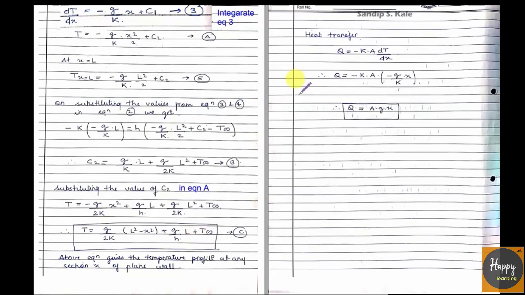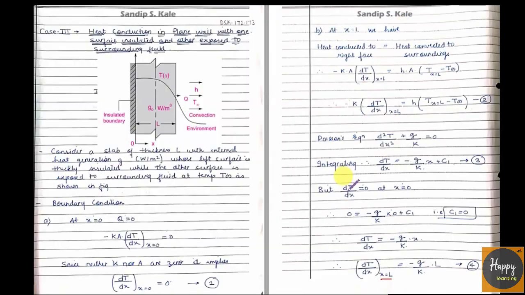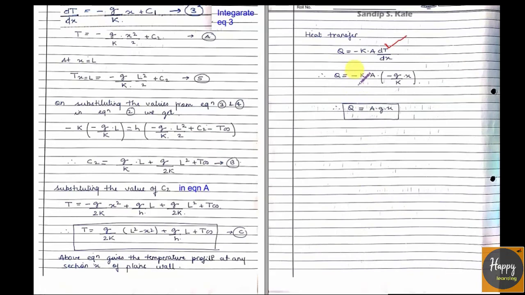Now if you want to find out the heat transfer, how will you find it? Q is equal to minus k A dT by dx. All of you know we have found out the value of dT by dx previously. Here we can see dT by dx at x is equal to L, we have found out minus g upon k into L. So what we will do? We will substitute the value over here. So obviously this k and this k get cancelled and you get the heat transfer equation as Q is equal to A g multiplied by x. So at a particular distance you can find out the heat transfer.